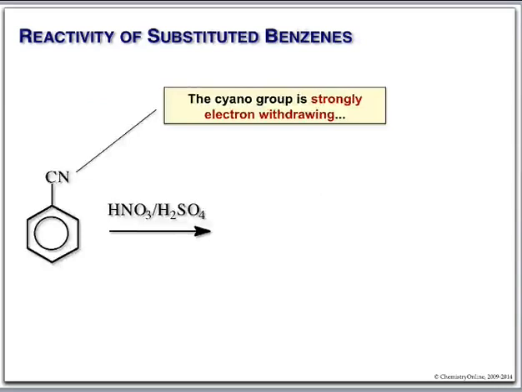Go ahead and do this. Predict the product of the substitution. Here we're doing nitration on benzonitrile. Now if you go back and look at your little scheme, the nitrile group is at the bottom, isn't it? So it's deactivating. Step one, you're going to say, all right, well, this is a deactivated ring, so it's going to be a slow reaction.